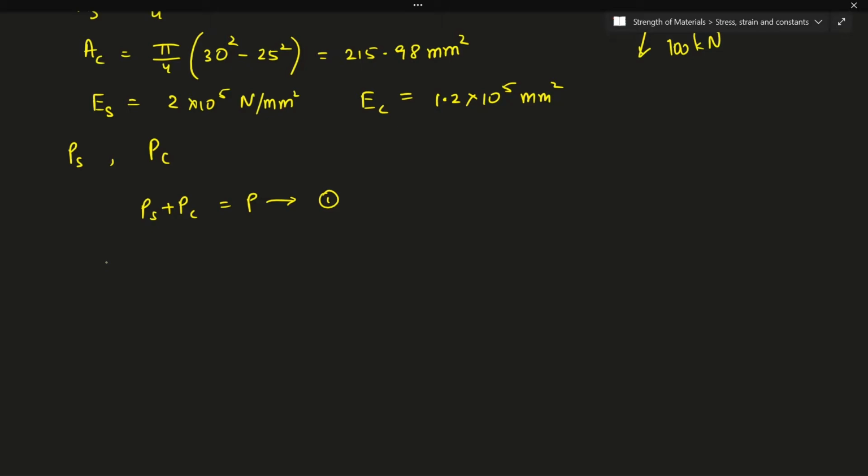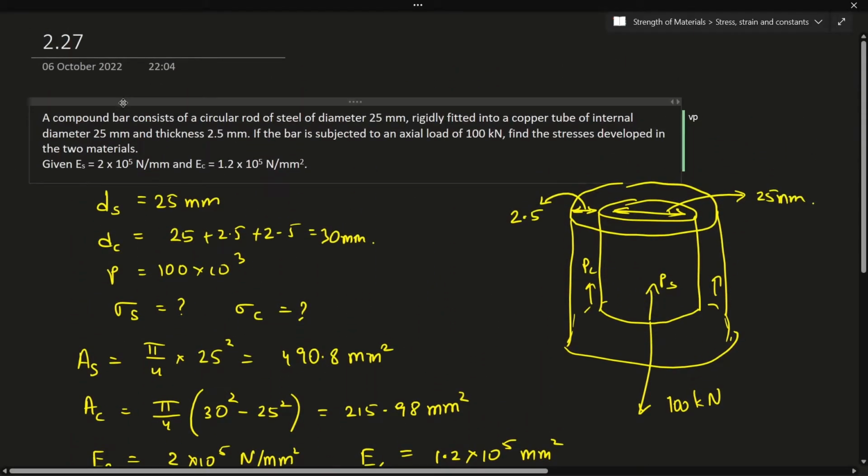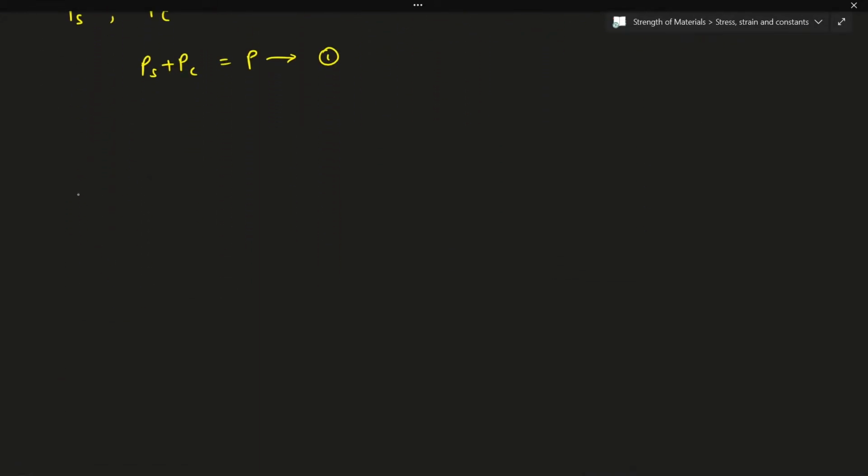So since they are, the word that they have used is rigidly fitted, right? So meaning if one of the members is deflecting, the other will also deflect by the same amount. So this is another way of saying delta S is equal to delta C. Right? So here if I apply the formula, I'll have PS into L, since the lengths are same, again I'll have AS into ES is equal to PC into L divided by AC into EC. Now the length is cancelled out, right?